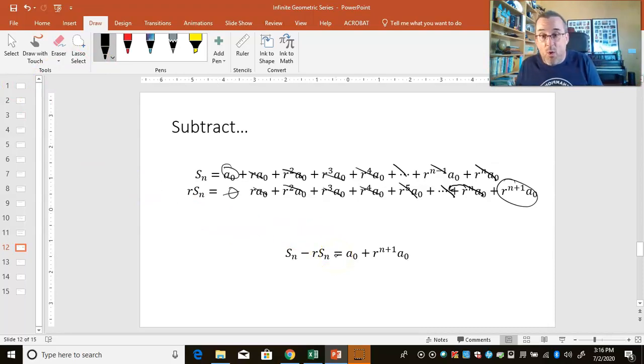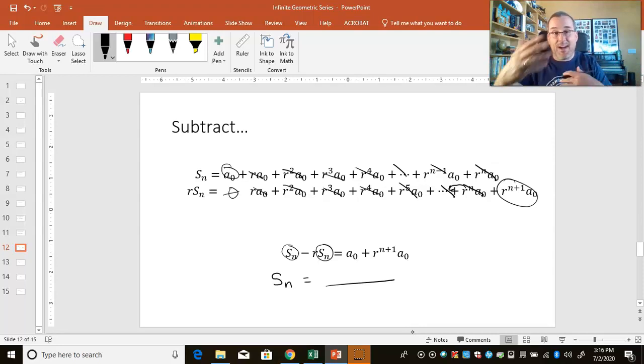Now remember, the goal was this. The goal is, I want to find the sum of the first n terms of that geometric series. I want to find a nice formula for S sub n. So by some symbolic manipulations, multiplying both sides by r, subtracting the two equations, boom, I get something that I can continue to manipulate and find a formula for S sub n.